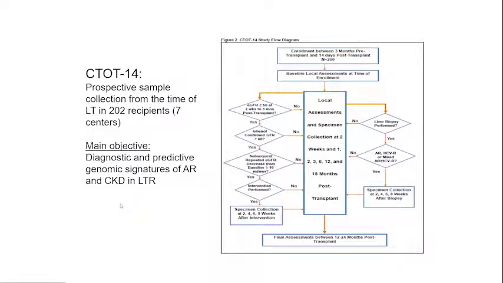And the CTOT 14 study, which has long been completed, but we've had a number of publications come from this study, was a prospective NIAID study collecting samples from liver transplant recipients in 202 recipients at 7 centers. And we at least had a year follow-up on these patients, and we collected samples serially. And our two goals were to identify signatures of acute rejection and chronic kidney disease so that we could perhaps predict these events and develop biomarkers to be used in that fashion.